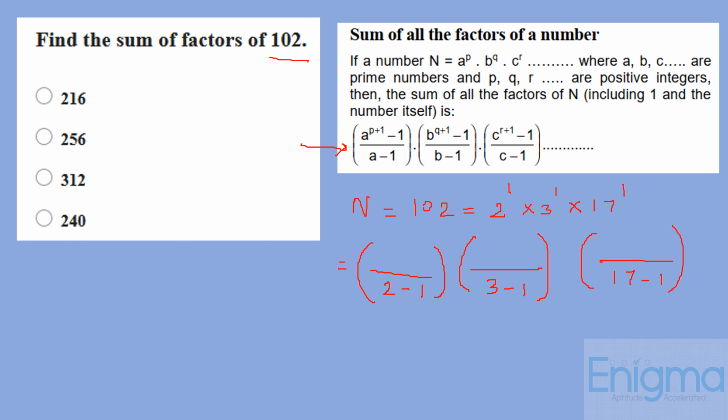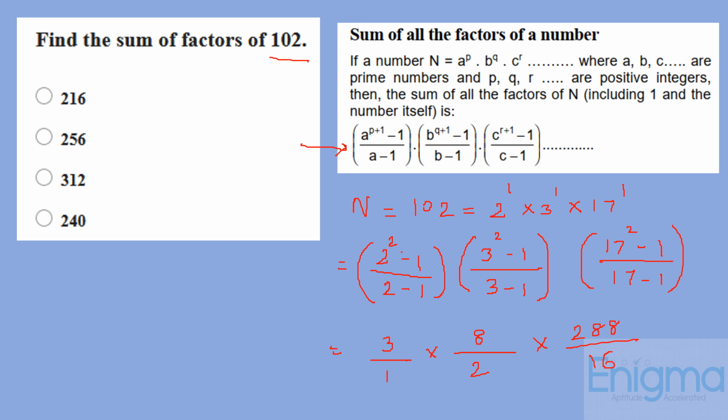Now, in the numerator, it will be 2 square minus 1, that is 4 minus 1, that is 3, 3 square minus 1 and 17 square minus 1. So we have here 4 minus 1, 3 upon 1 into 3 square, that is 9 minus 1, that is 8 upon 2 into 17 square, that is 289 minus 1, so 288 upon 16.